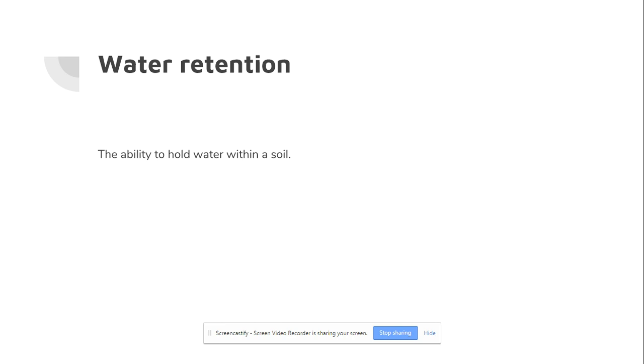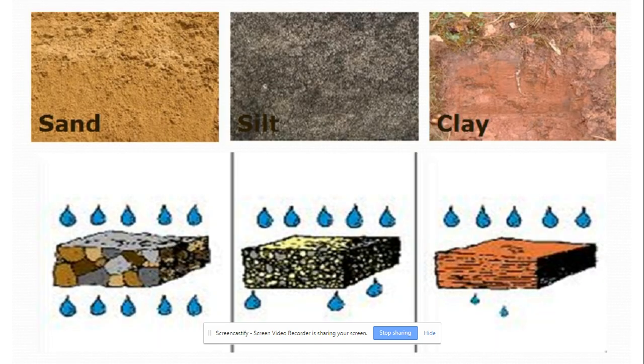So what is water retention? Retention is the ability to hold. So water retention is the ability to hold water within a soil. So you retain it, your retention, you're holding that water within soil. The 3 main types of soil we're going to talk about are sand, silt, and clay.